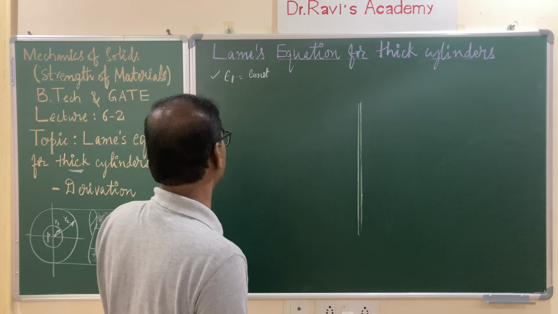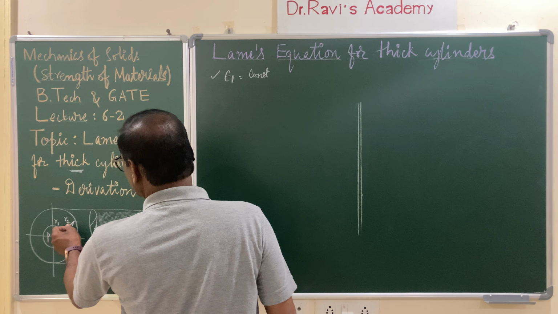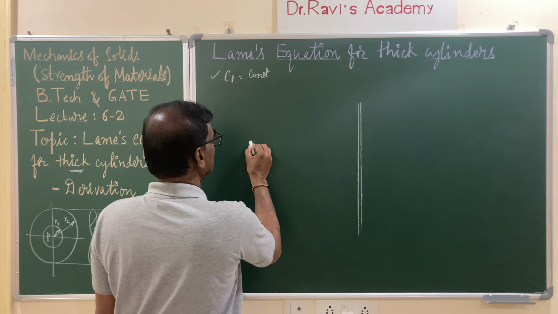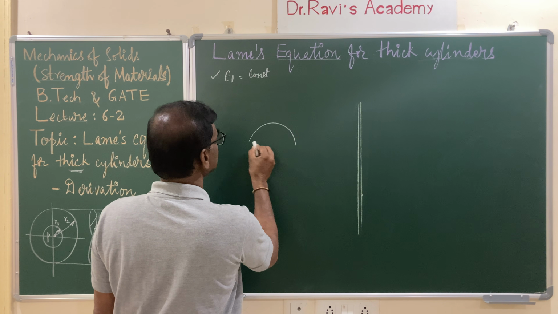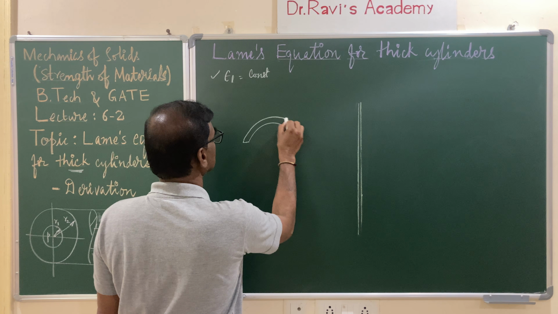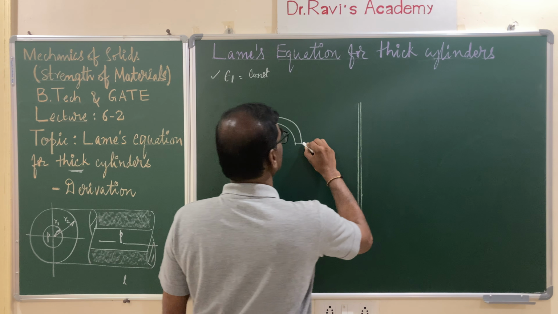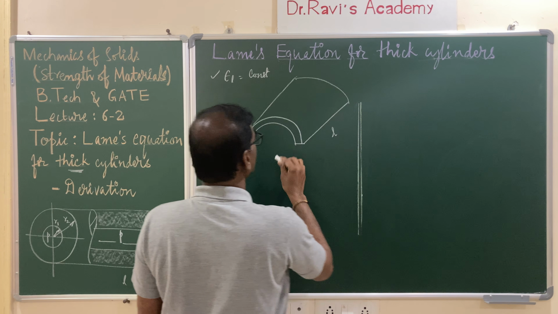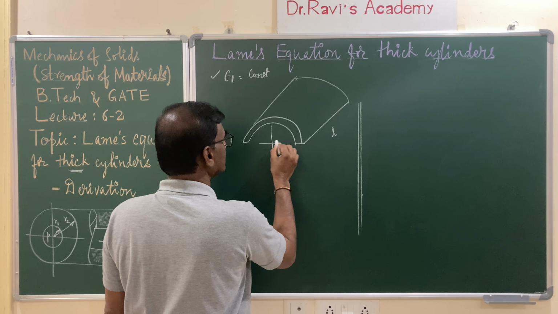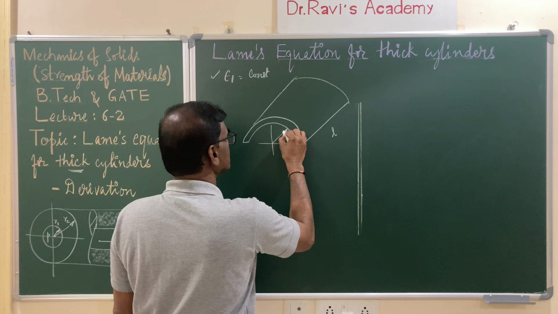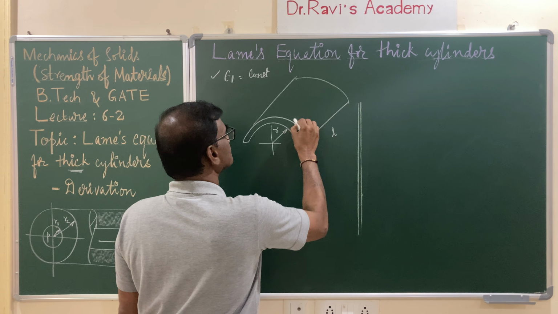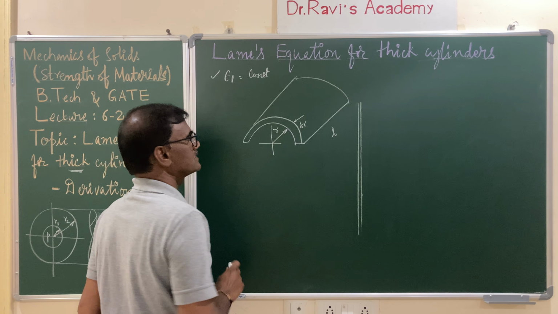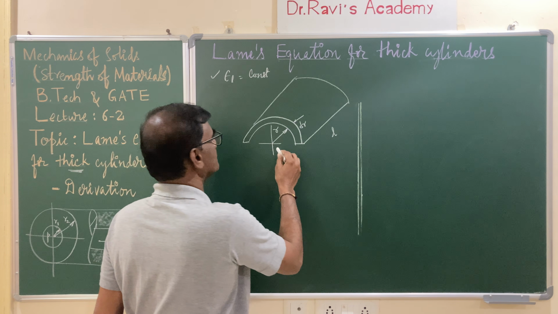Let us select an element at a distance r from the center, with elemental thickness dr. I am splitting that, and the element is like this. Length is L, and here this is at a distance r, and elemental thickness is dr. Now let us represent the stresses.